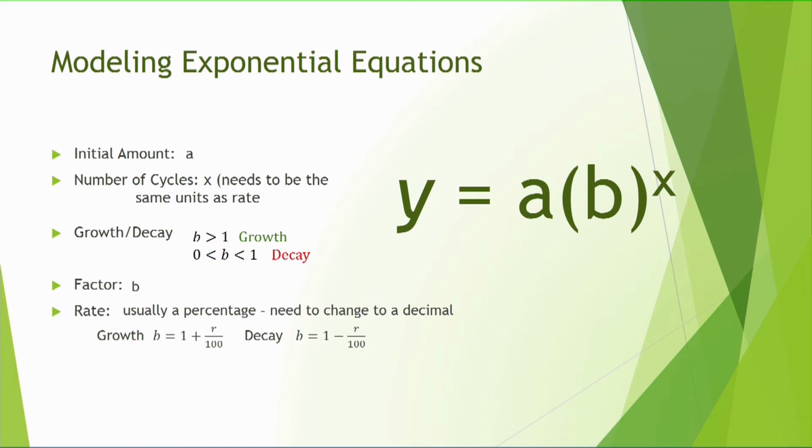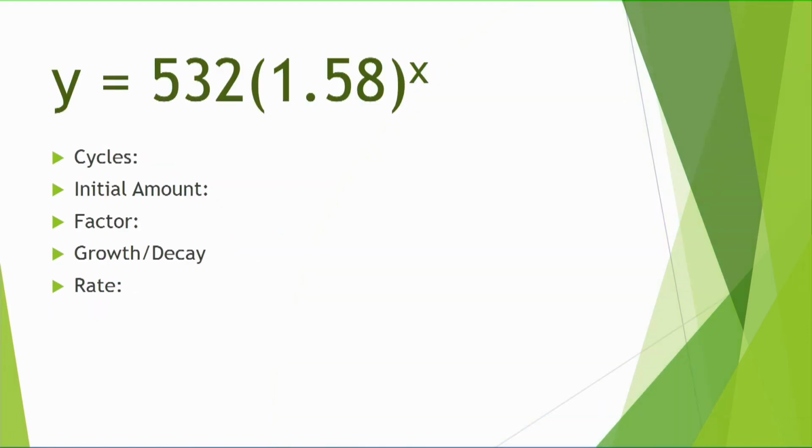So we're going to start with a model. I want you to look at this model and see if we can figure out what each piece is. So hopefully, first of all, we have our cycles. Our cycles are going to be the exponent, x. And here we don't have a rate because it's not given, right? So our initial amount is the 532. And which one is the factor? So that's going to be our 1.58. That's our base.